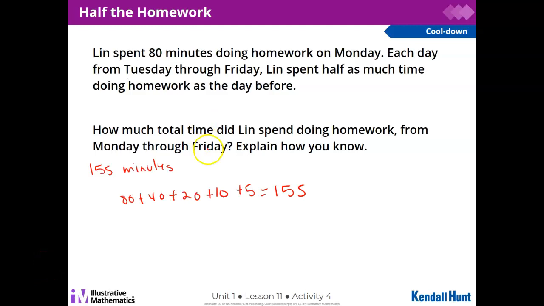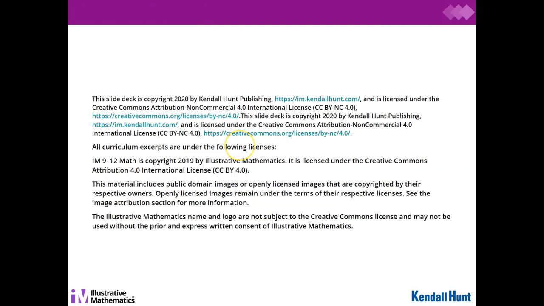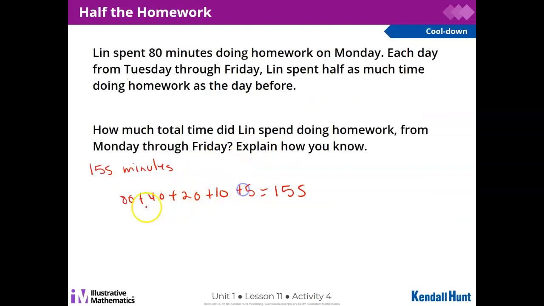Okay, so hopefully you got 155 minutes. You should have seen that 80 minutes for day 1, half of that is 40, half of that is 20, half of that is 10, half of that is 5, and if we add all of that up, this is called the sum. The Greek letter for sum is the summation right there. So the sum is 80 plus 40 plus 20 plus 10 plus 5. That's how we get 155.